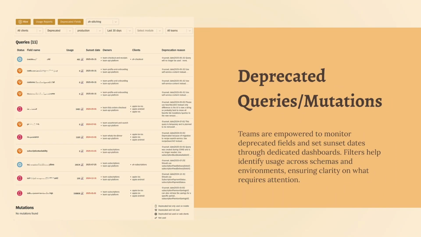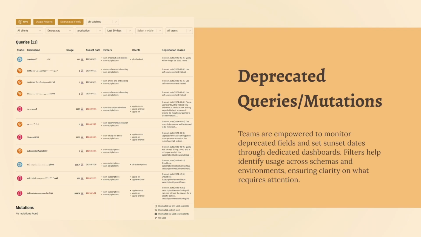This is an example of their dashboard, which provides insights into the usage of different queries and mutations. In this case, we also filter the deprecation. Oh, sorry, I have the wrong slide.